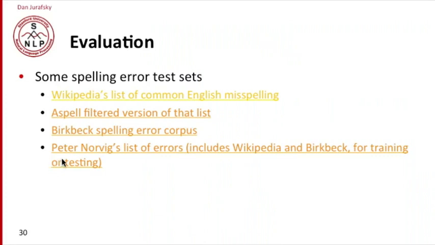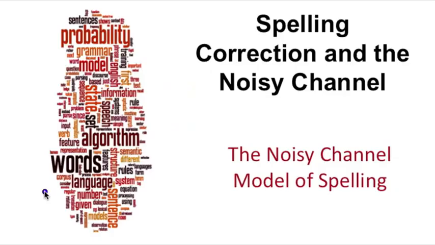And I've shown you here on the slide some other possible lists that you can go look at on your own. So from these lists of misspellings, you would generate a training set to train your channel model, a development set to test out your model, and then a final test set to see how well your model works. So that's the noisy channel model of spelling applied to non-real words.